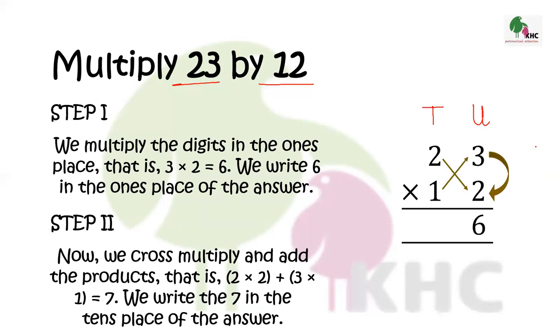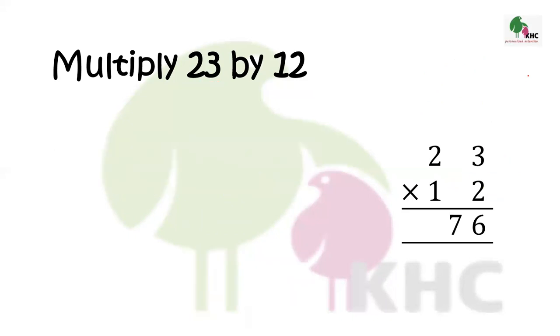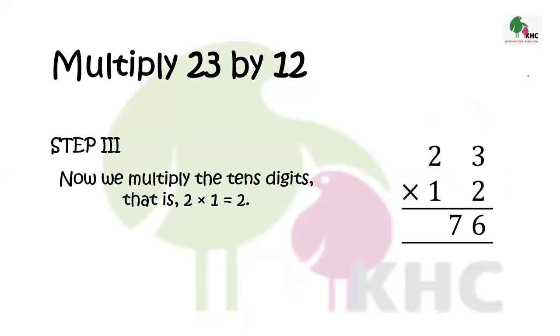After that, we have to crisscross, or we have to cross multiply and add the products. So you cross multiply 2 with 2, the answer is 4. You cross multiply 3 and 1, the answer is 3. 4 plus 3 is 7. Write down 7 as the next digit of your answer. After that, the final step is to vertically multiply the tens digit. 2 times 1 is 2. So therefore, 2 is the last digit. Your multiplication is complete.